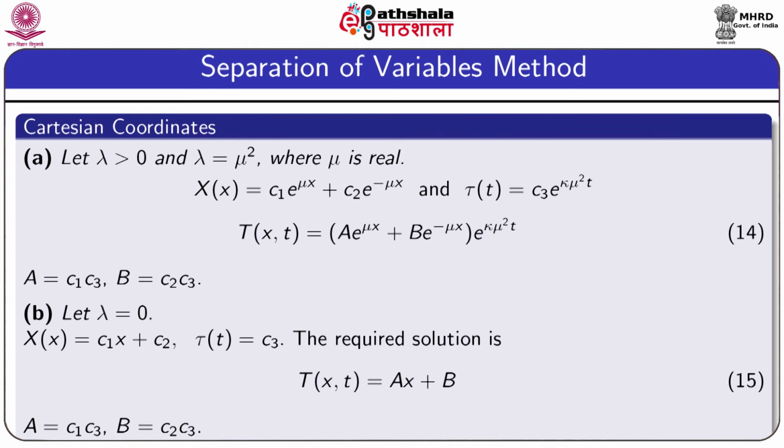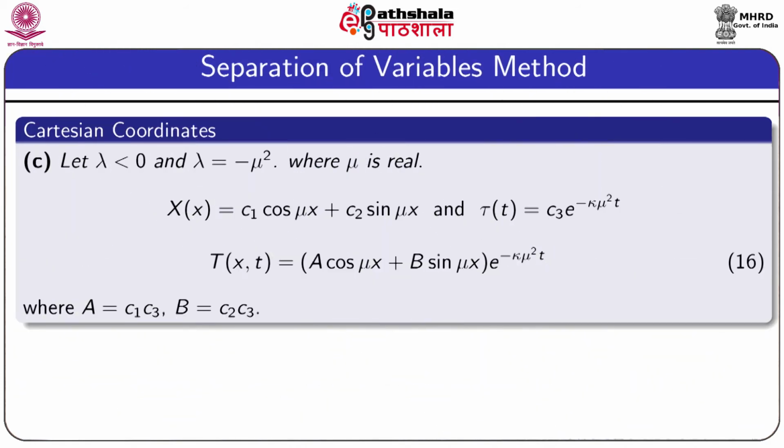So, if lambda equals 0, the solution for capital X becomes C1 x plus C2 and the solution for tau becomes tau equals a constant, which is equal to C3. Therefore, the required solution becomes capital T equals A x plus B, where A is defined as C1 C3 and B is equal to C2 C3.